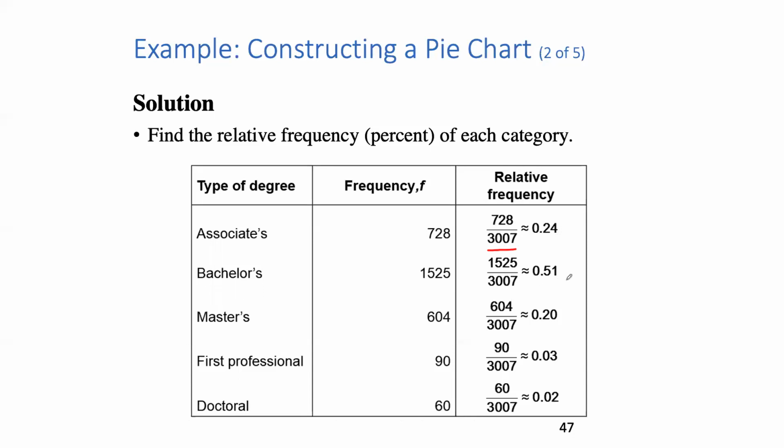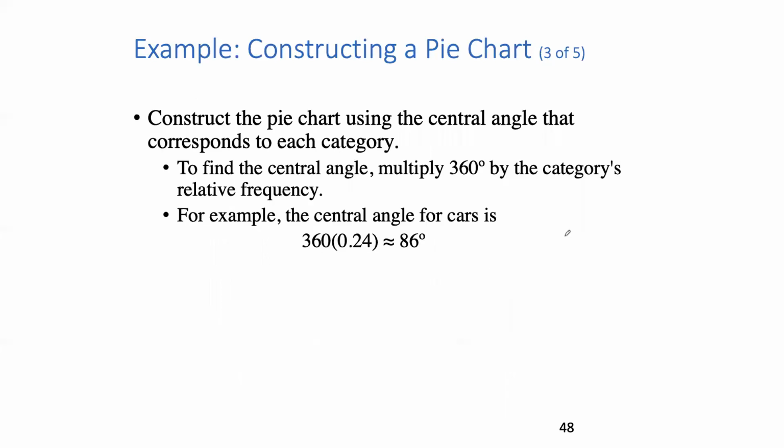51% of all degrees are bachelor's degrees. 20% are master's degrees. 3% are first professional degrees, and 2% of all degrees that are awarded are PhD degrees, or doctoral degrees. Now, given that I know the relative frequency of each of these categories, this gives me an indication of how to divide up my circle, or my pie.